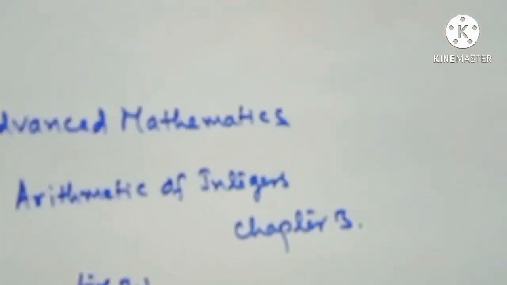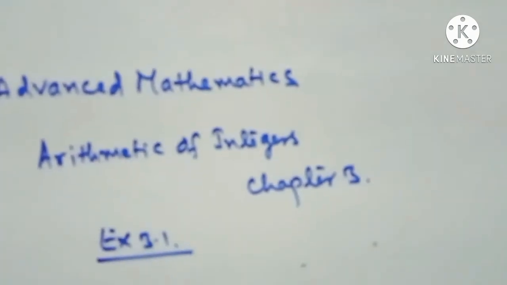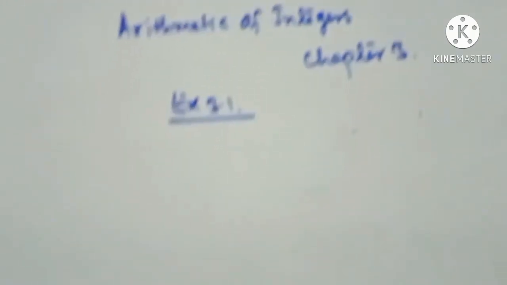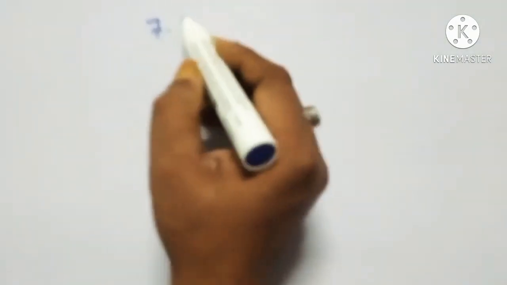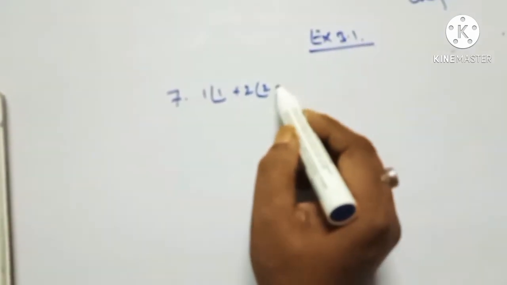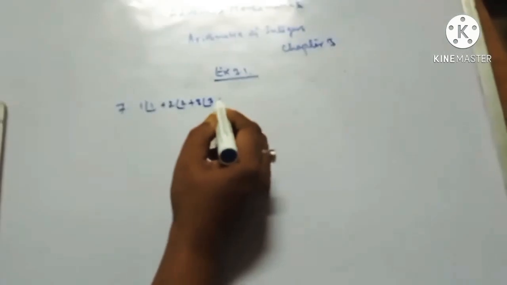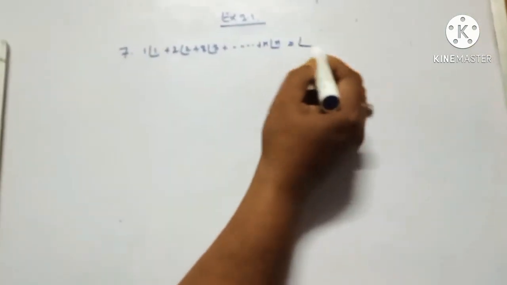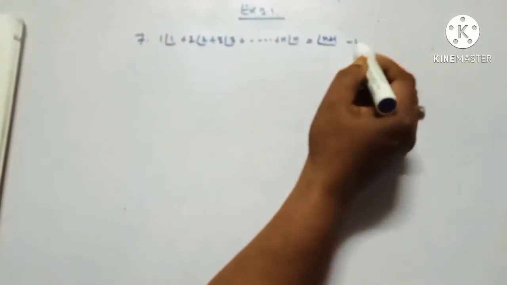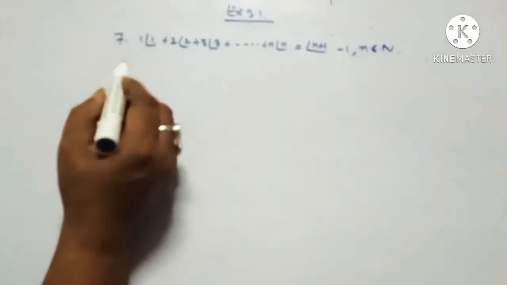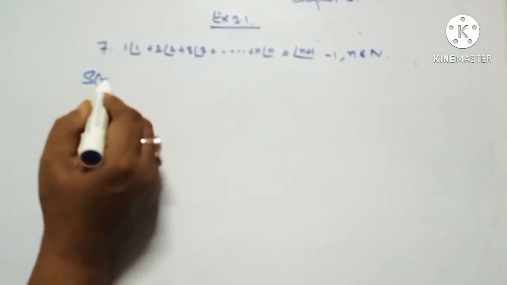Now I am going to another question. Your another question is, see, this is a question of factorial, question number 7. 1 factorial plus 2 factorial plus 3 factorial plus dot dot dot plus n factorial is equal to (n plus 1) minus 1, where n belongs to N. So I am going to represent this statement as Sn.